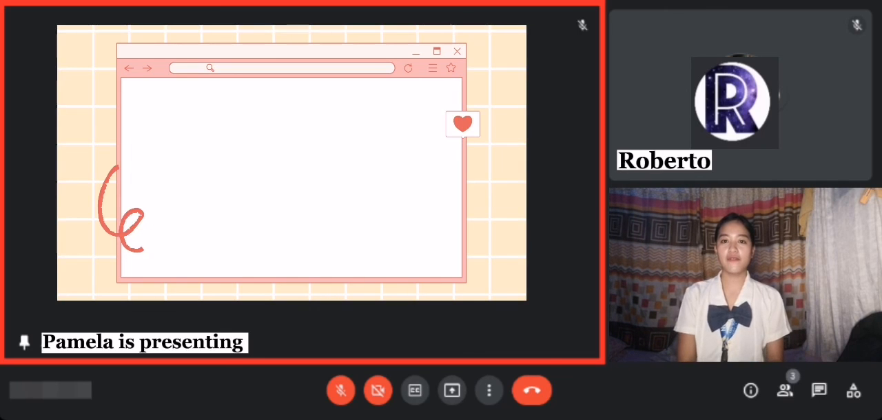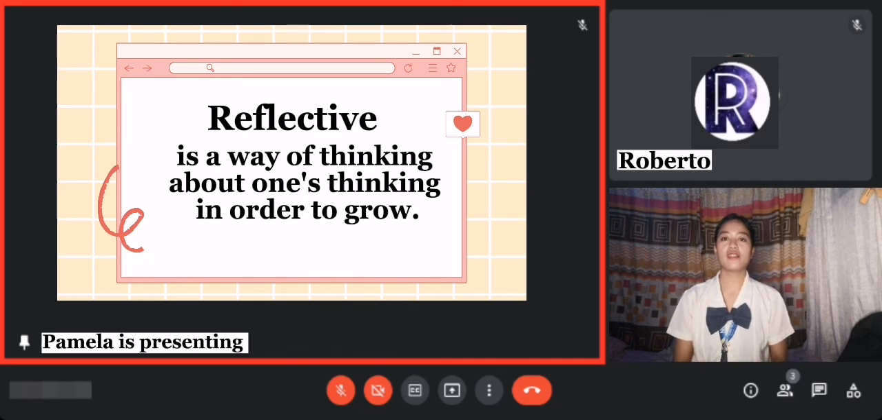And the last level of metacognitive learner is the reflective. It is a way of thinking about one's thinking in order to grow. Your aim here as a student is to make your learning a more conscious process.